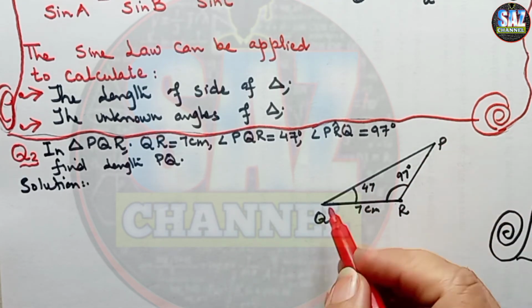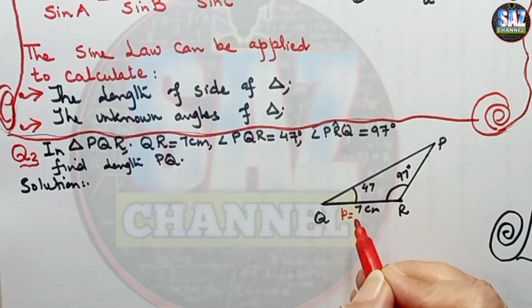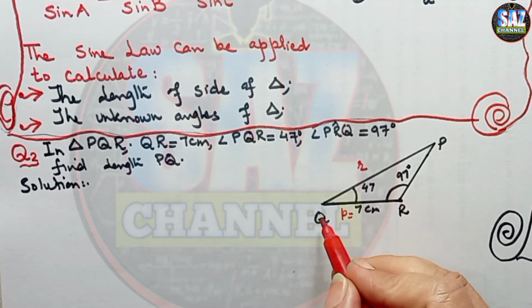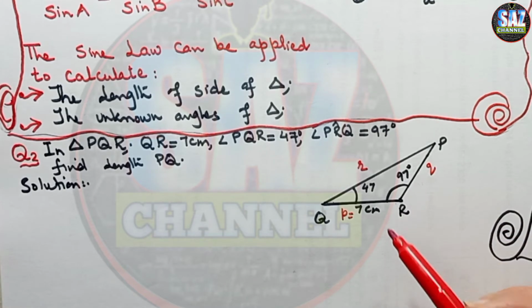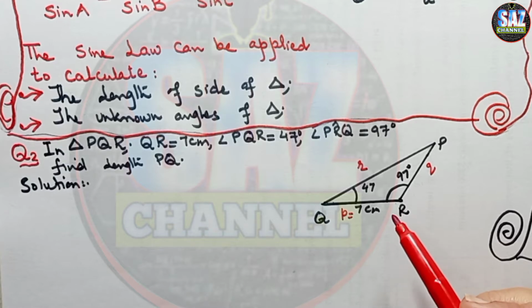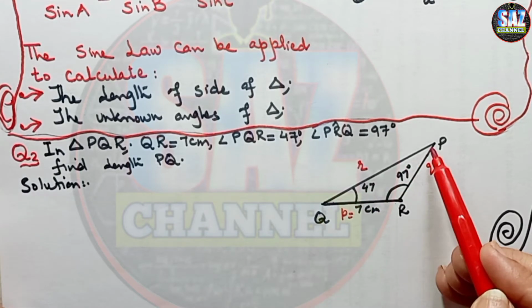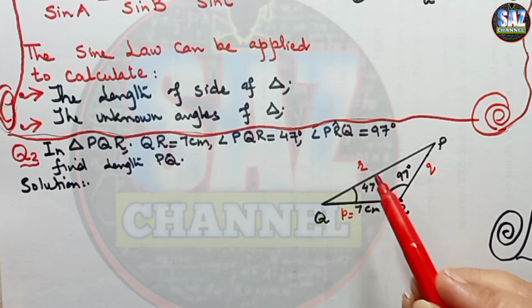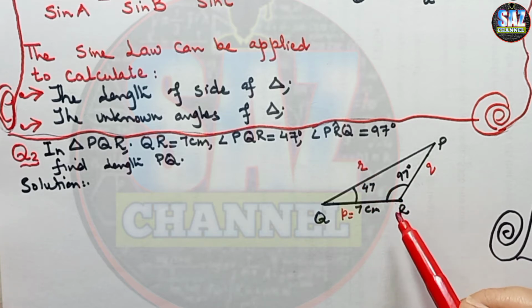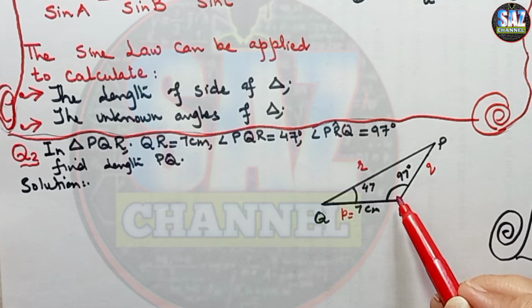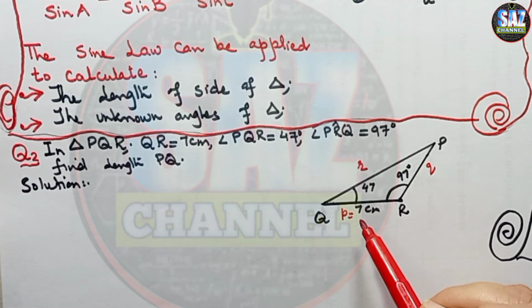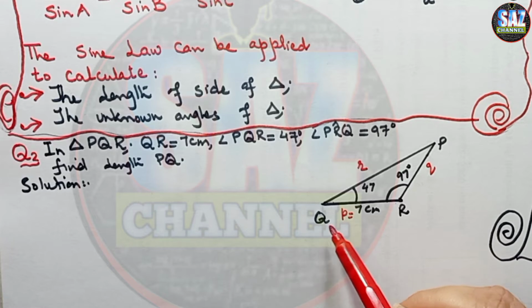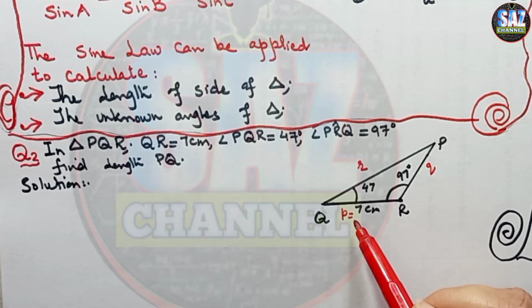This is capital P, so the opposite side will be p, and this is R, and this side will be q. Now we can see that we have to find the length PQ, which is the side opposite to vertex or angle R. Here we are given the angle, which is 97 degrees, but we are not given the length. The given length is QR, which is 7 centimeters.